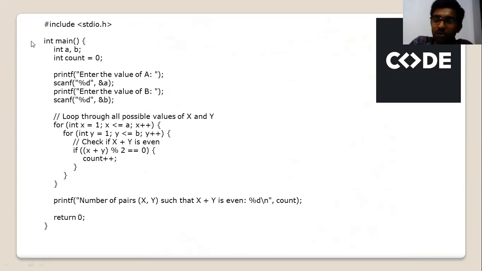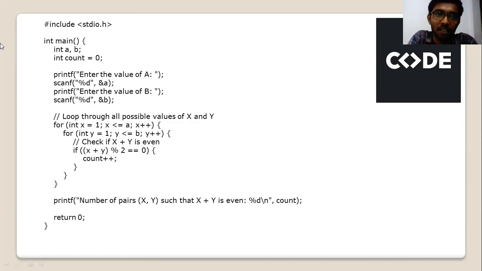Here is the source code for finding the number of positive even pairs. Okay, here is the header file, hashtag include stdio.h, and int main. We have to initialize two variables, a comma b. We have to put a semicolon at the end of each line, initialize the count variable equal to 0, and we have to scan the two variables now.